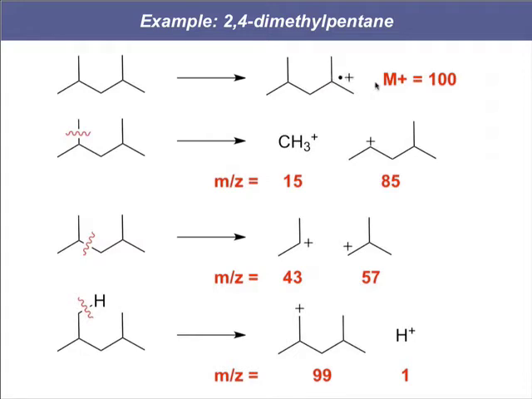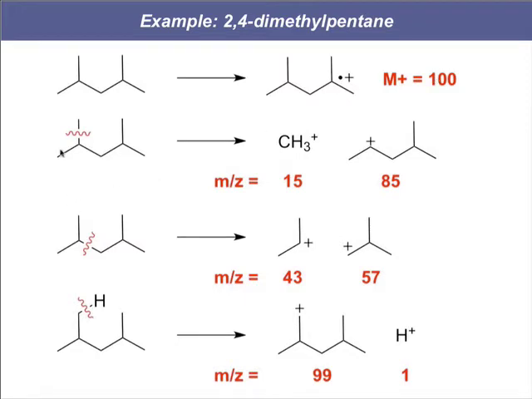Our mass is the molecular weight, which is 100. We've only lost an electron, of course, so that doesn't affect the weight at all. We haven't lost any atoms yet. So the mass of the molecular ion is the molecular weight. And 2,4-dimethylpentane has a molecular weight of 100. So we should expect to see a peak at 100.